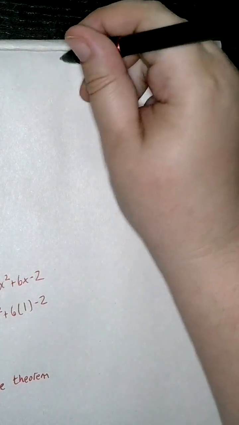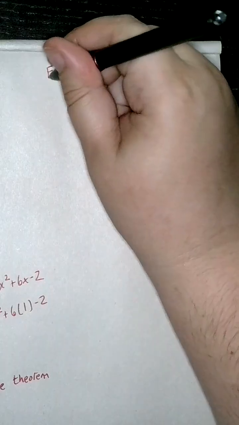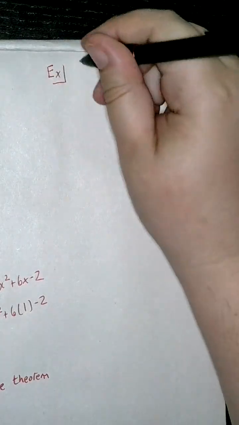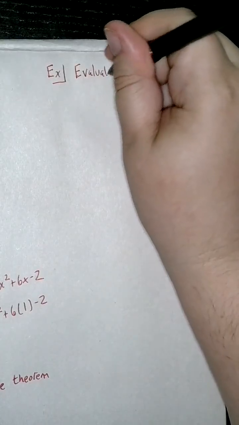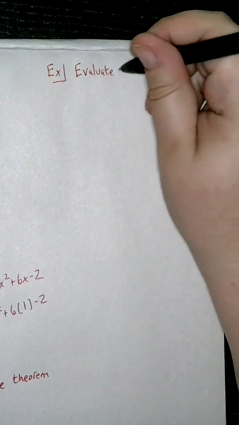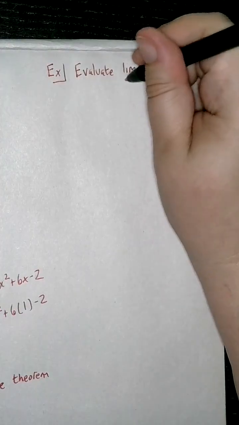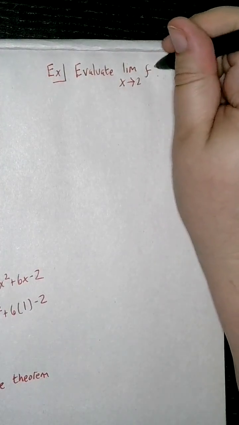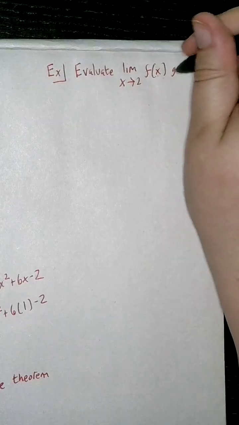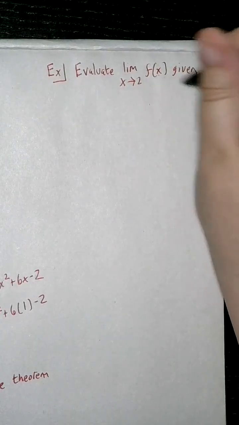So, let's say I want to evaluate the limit as x approaches 2 of f of x, given the following.